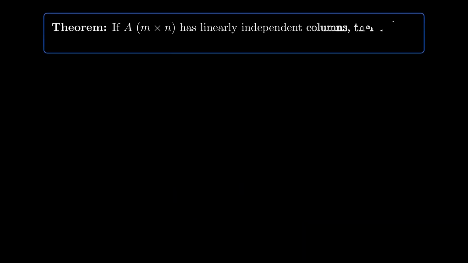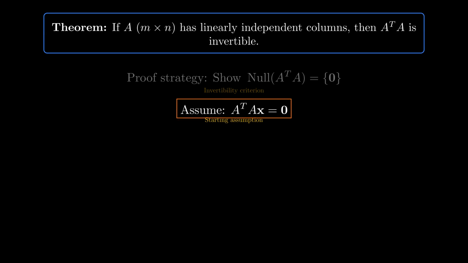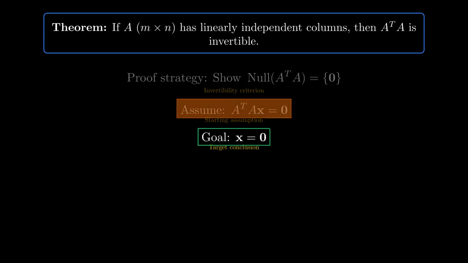Here's the theorem. If A is an m by n matrix with linearly independent columns, then A transpose A is invertible. Now, to prove that any square matrix is invertible, we need to show that its null space contains only the zero vector. The null space is the set of all x satisfying the matrix times x equals 0, so we assume A transpose A times x equals 0, and our goal is to prove that x must be the zero vector. Here's the trick.